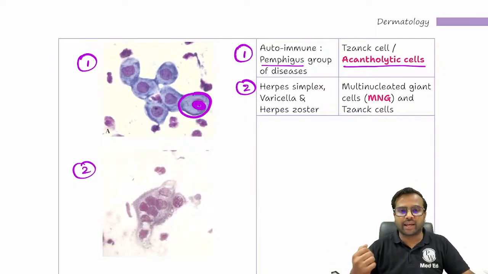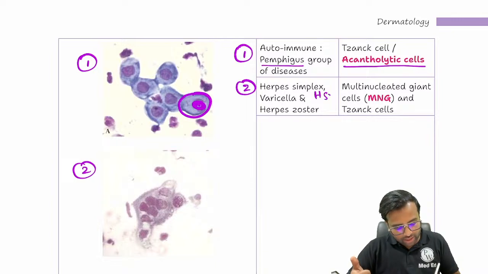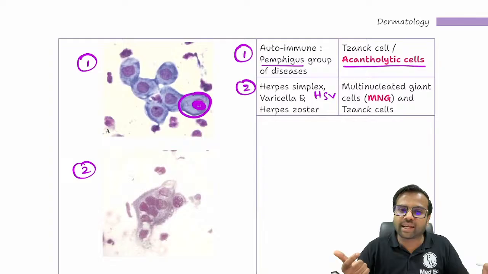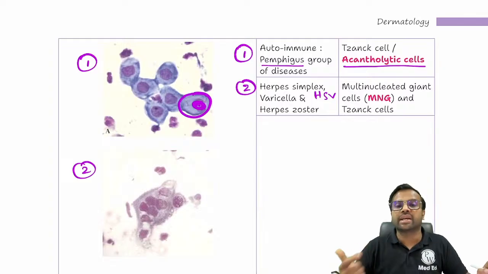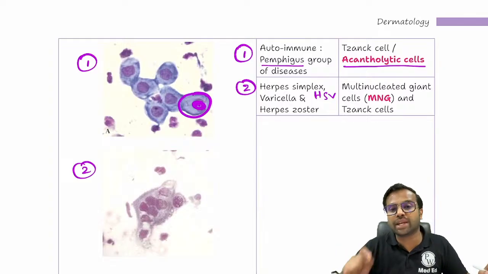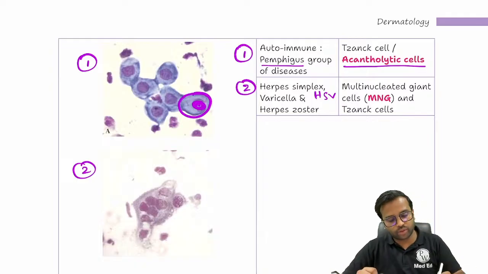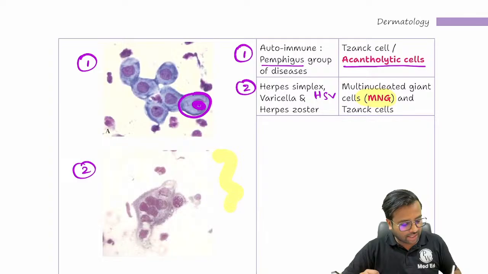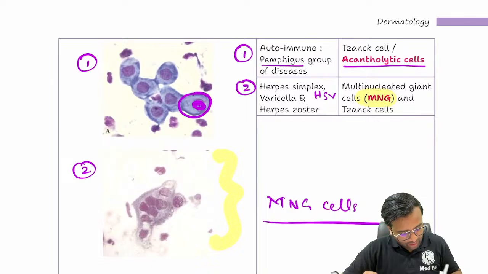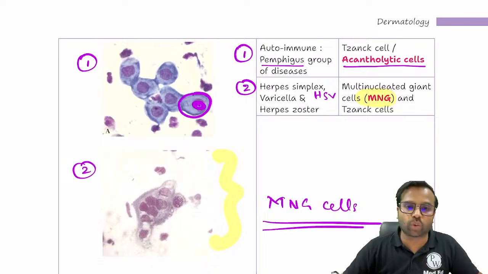Infections like herpes simplex virus, that is HSV, or varicella or herpes zoster. Here you can find multinucleated giant cells along with Tzanck cells. So this is an image of multinucleated giant cells.